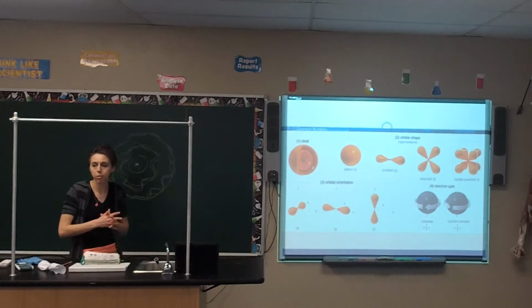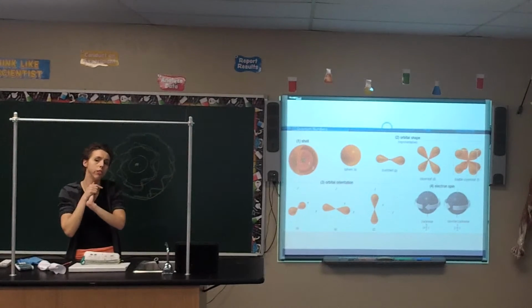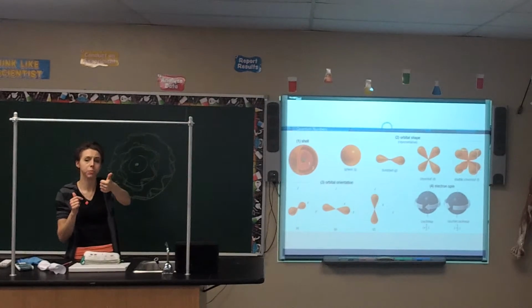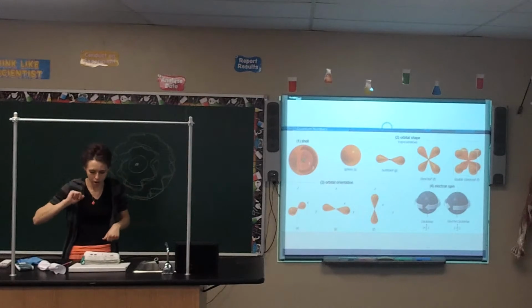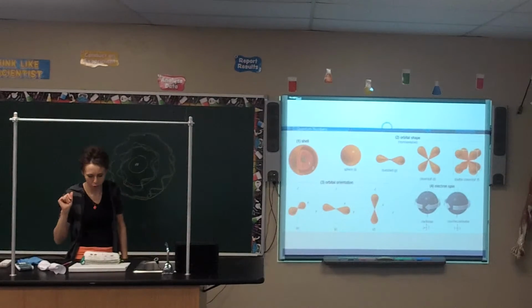But that helps us decide which of the two electrons in this particular orbital it is. Is the electron spinning one direction, or is it the other one? So it helps us to tell the difference between them.